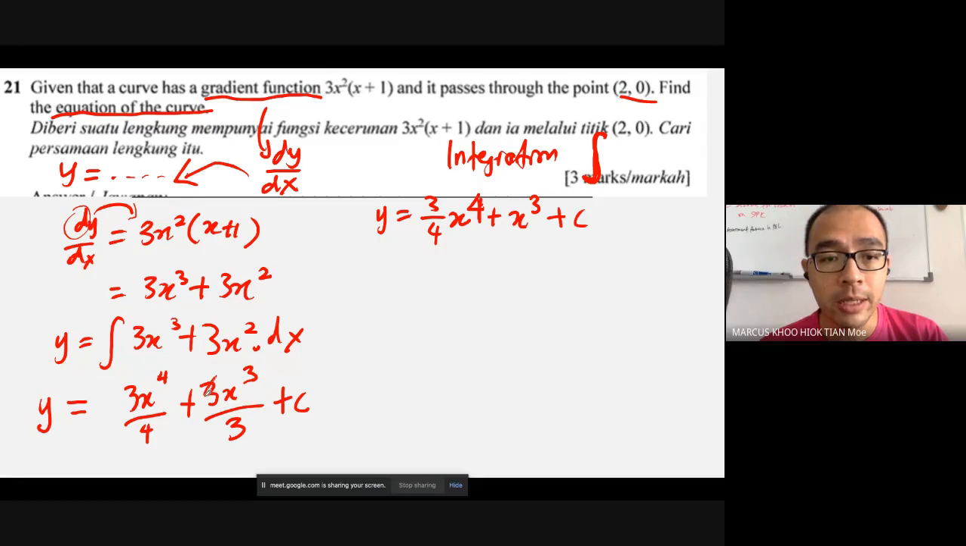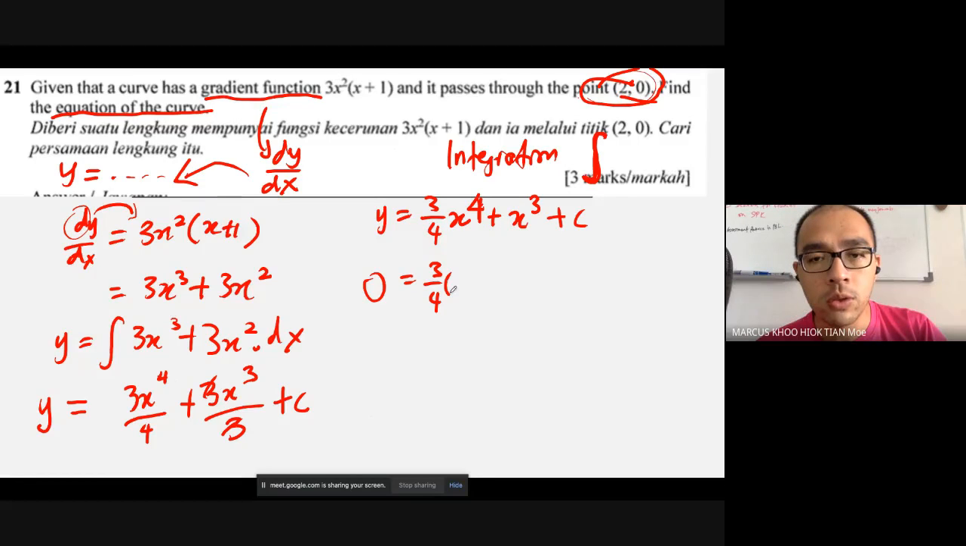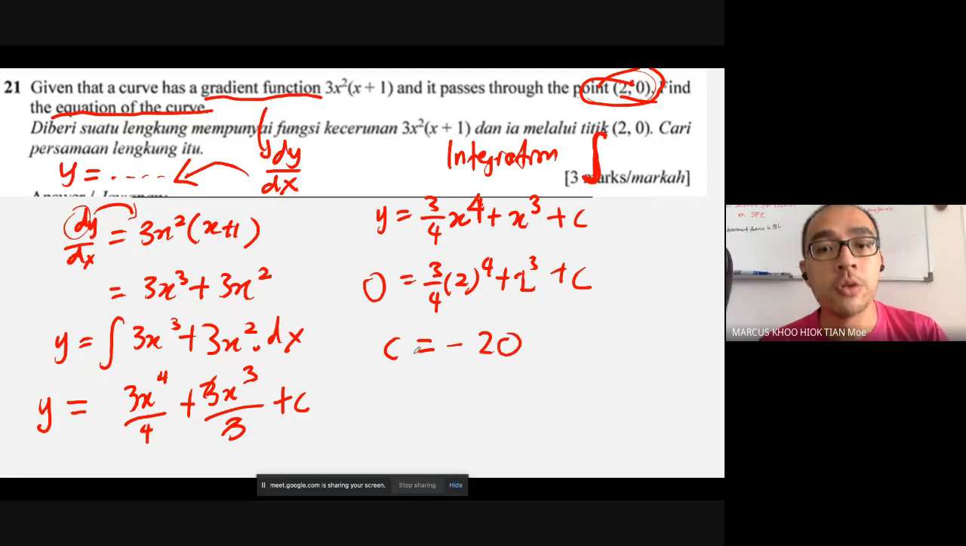3 divided by 3, we can just cancel and we get x to the power 3. Are we done? No, we're not done because I want to know what's the value of c. How do we know what's the value of c? That's why they give you this point, so that you can find the value of c. So y equals to 0, 3 over 4, 2 to the power of 4, plus 2 to the power of 3, plus c. Then I calculate, I will get c equals to negative 20. So my final answer is y equals to 3 over 4 x to the power of 4 plus x to the power of 3 minus 20.